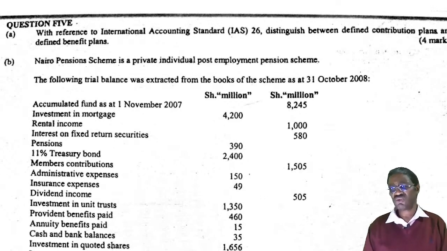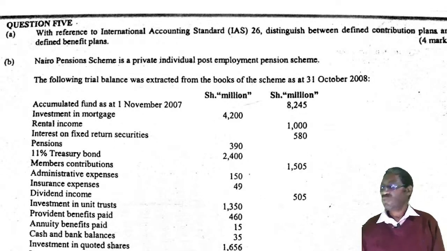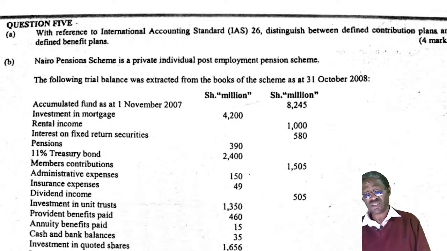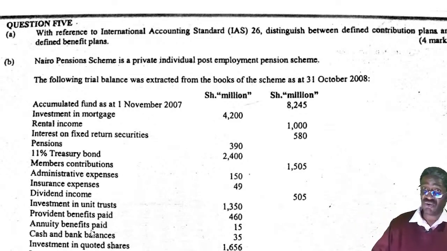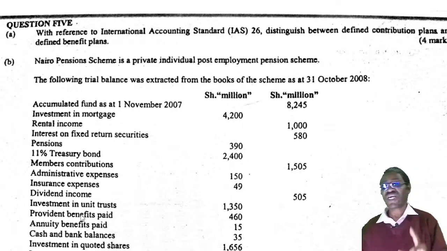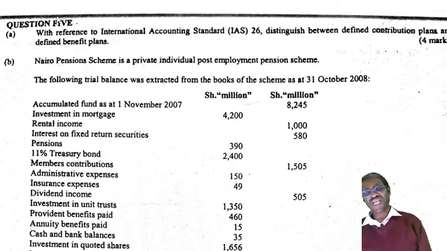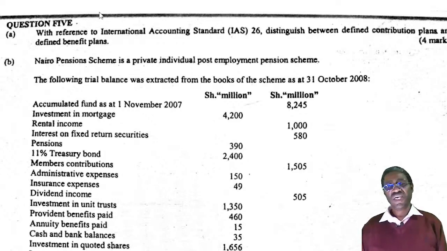I don't have to talk about them again. We have discussed them in detail. Those two terms, you can see already, they have tested you in this question. My concern is part B. NIRO pension scheme is a private individual post-employment pension scheme.